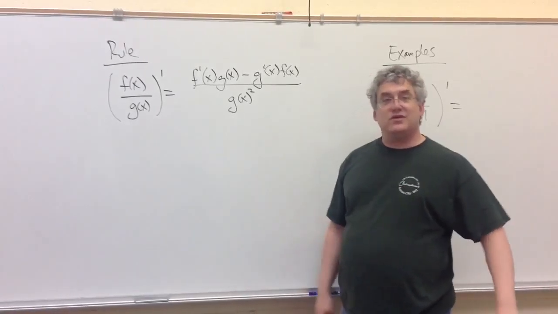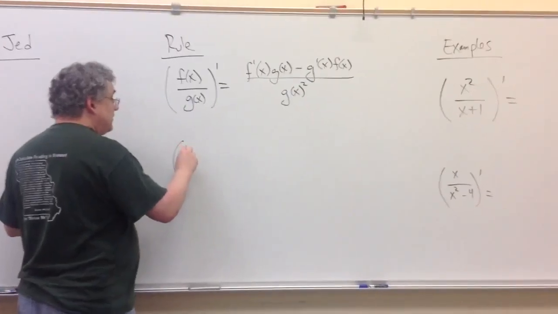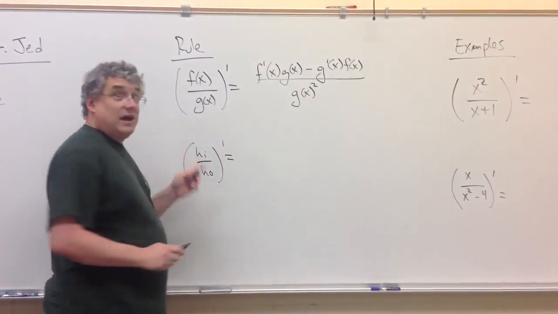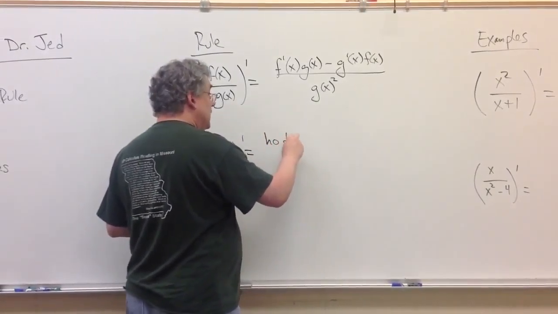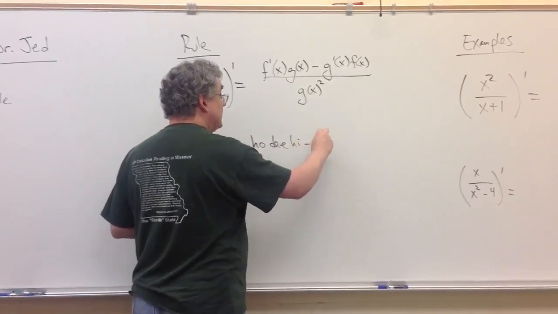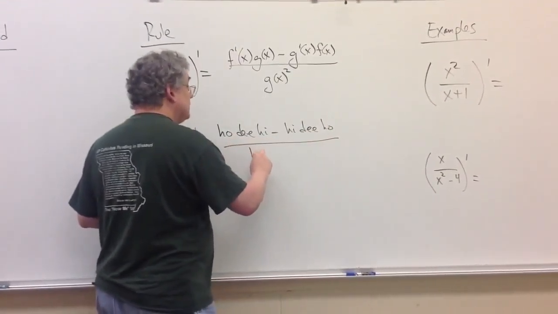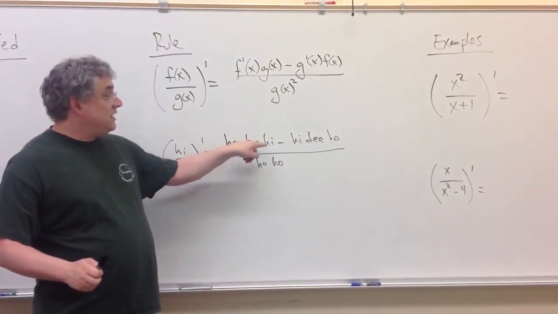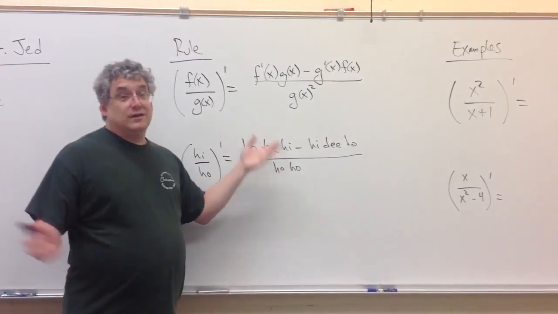Now if that's hard to remember, there are mnemonics. The one I always learned was the derivative of high over ho. The derivative of high over ho is ho d high minus high d ho over ho ho. Because it's the bottom times the derivative of the top minus top times the derivative of the bottom over the bottom squared.